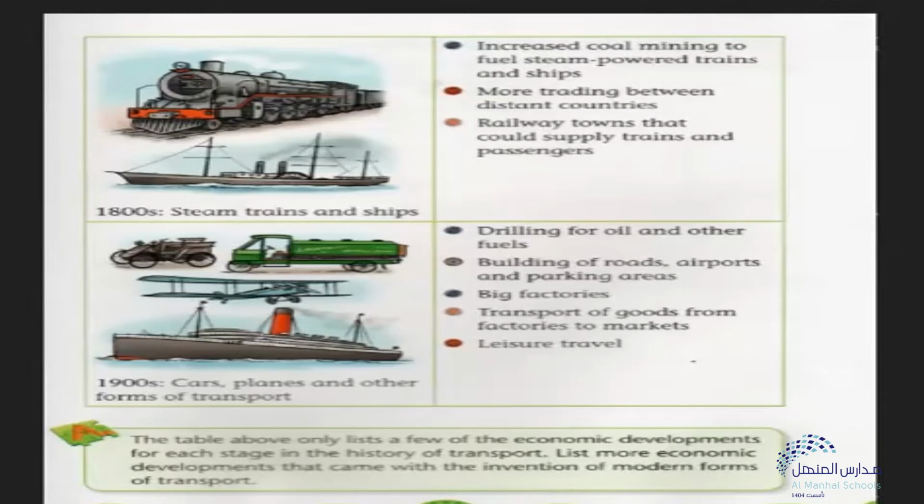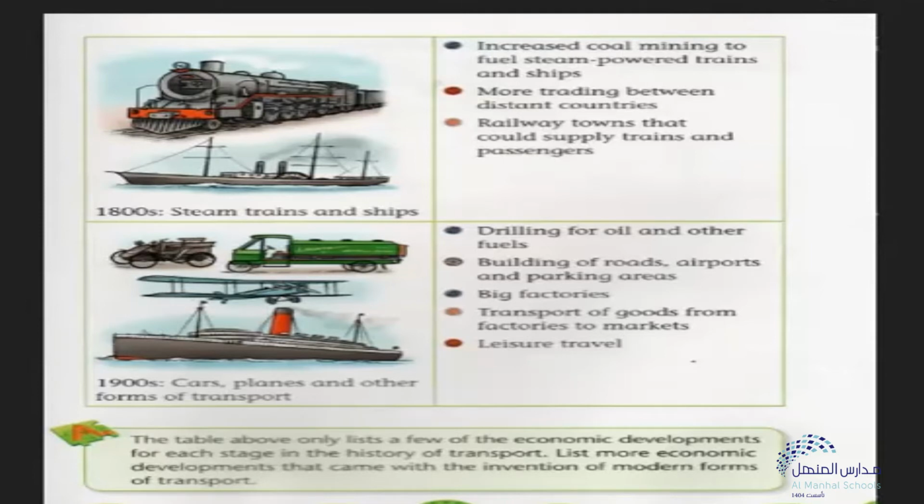There are more big factories. They're building roads. You can see now in Riyadh, a lot of building takes place: building of roads, parking areas, airports, transport of goods from factories to markets, and leisure travel. What does it mean actually?